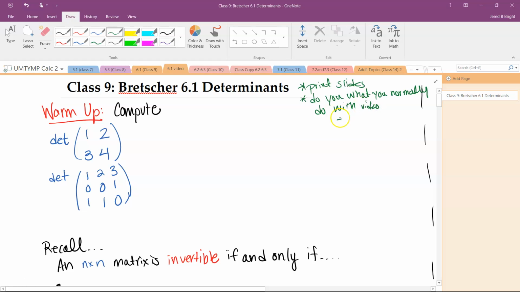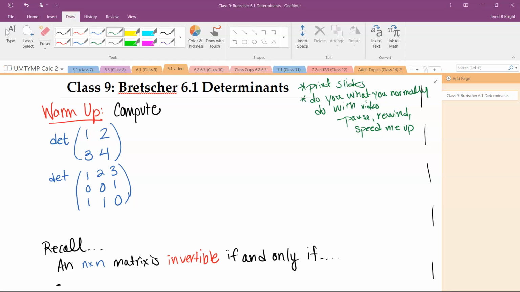That means pause me, rewind me, and in most cases, speed me up. Most students have told me, I watch you at double speed just because I can do that. If you want to, you certainly can. But keep in mind these videos are here. Take advantage of them as much as you can. So, without further ado, let's go ahead and dive in.